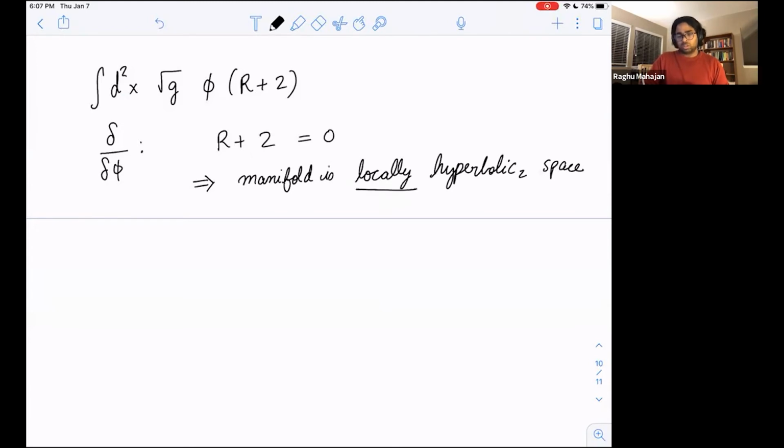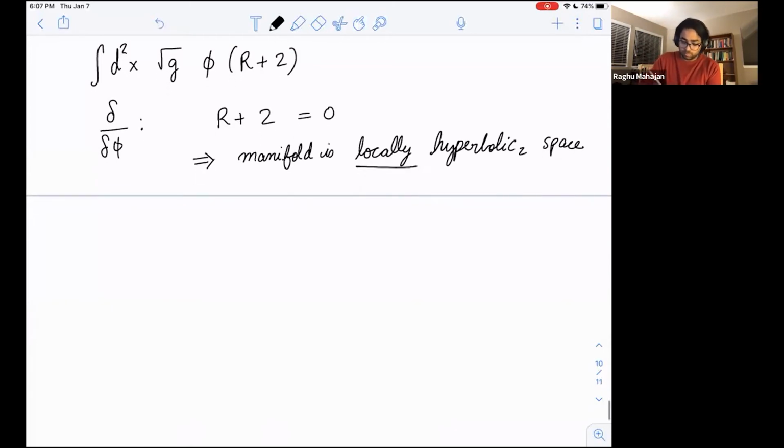What do I mean by locally? Like, the global structure could be different. You could have the upper half plane modded out by some discrete group, a subgroup of SL(2,R) or something like that. Or you could just have the hyperbolic disk with some other kind of boundary. The point is, in every neighborhood it's a hyperbolic space, but the global structure might be different. There might be some boundaries, or there might be some global quotients that make the space compact. But that's what R plus 2 equals 0 means.